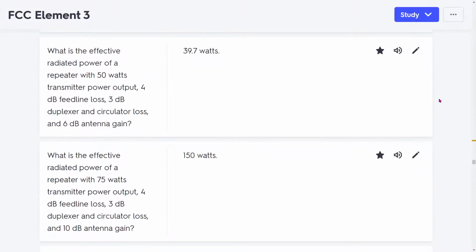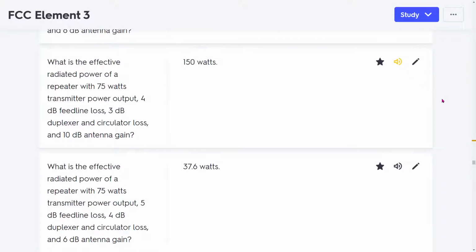6 watts. What is the effective radiated power of a repeater with 50 watts transmitter power output, 4 decibels feed line loss, 3 decibels duplexer and circulator loss and 6 decibels antenna gain? 39.7 watts.